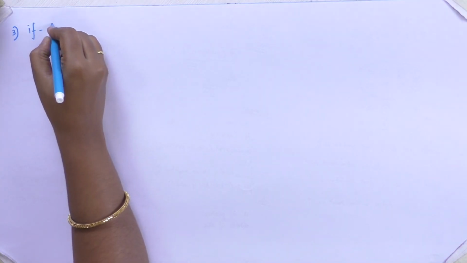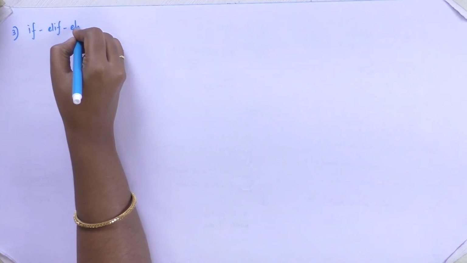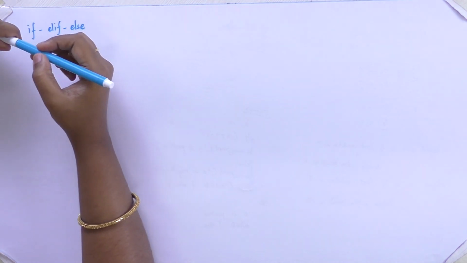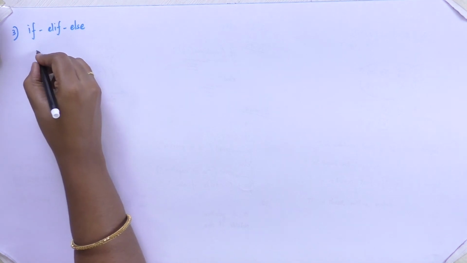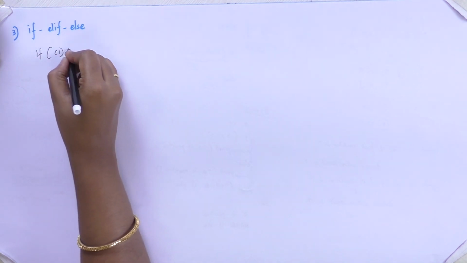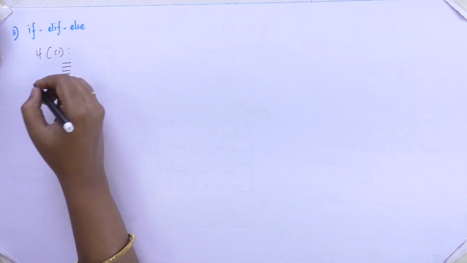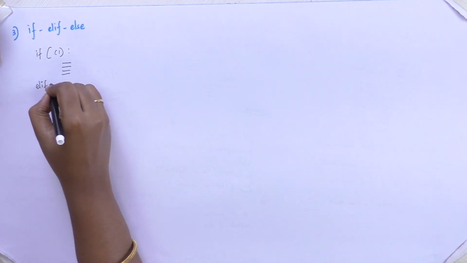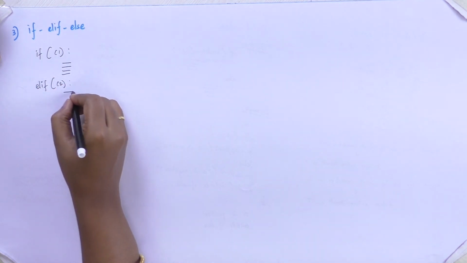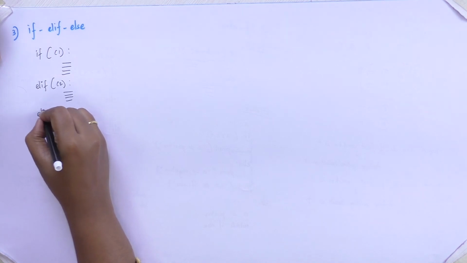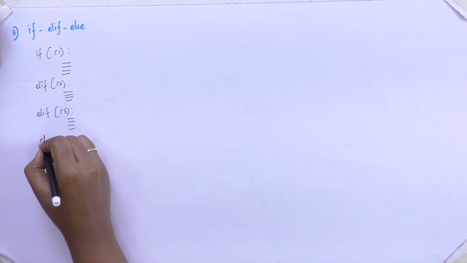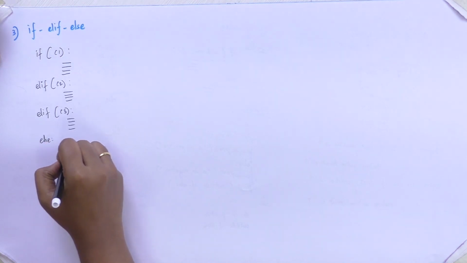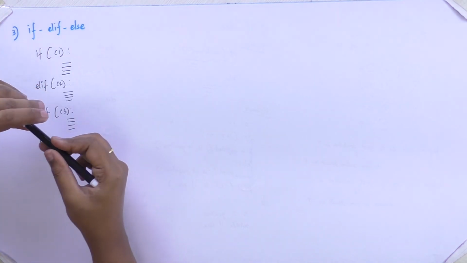Third category is if elif else, which means when you have multiple conditions to check. For example, if condition 1 then the statements, elif condition 2 the statements, elif condition 3 the statements, followed by else the statements. So this is the syntax.